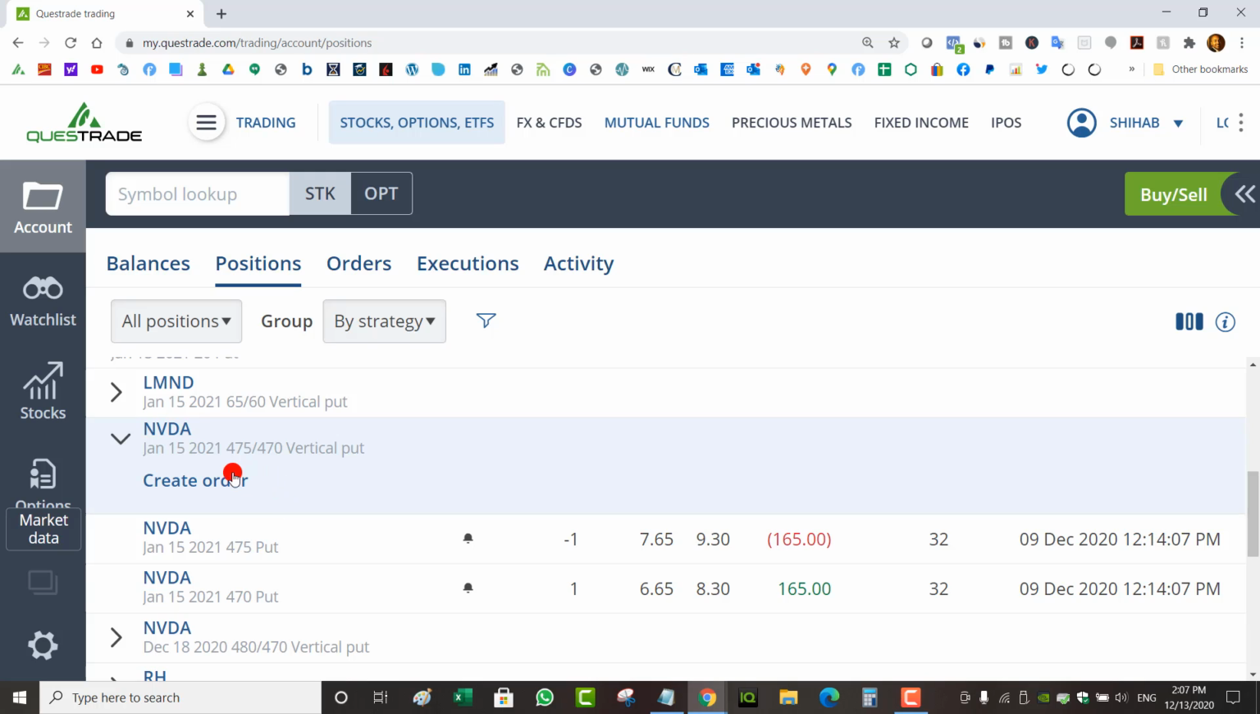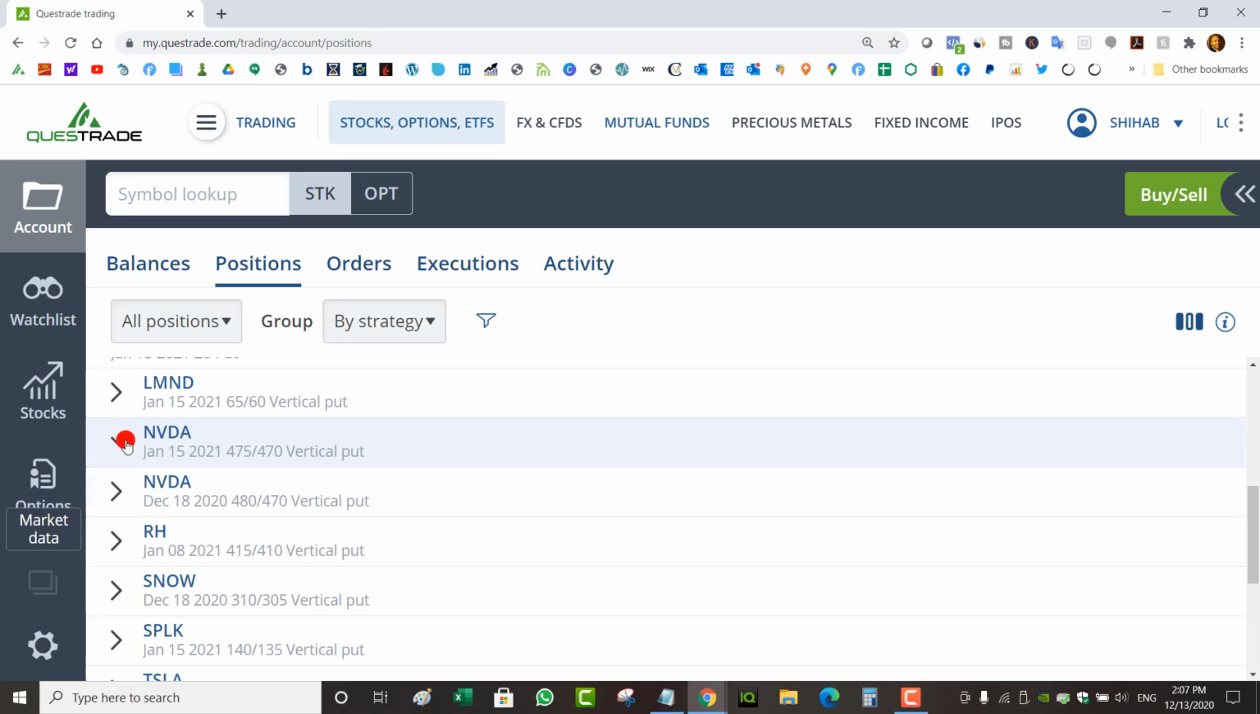Got an NVIDIA put spread at 475, 470, expiring January 15. So I keep the premium collected of $1, as long as NVIDIA stays above 475 come January 15.